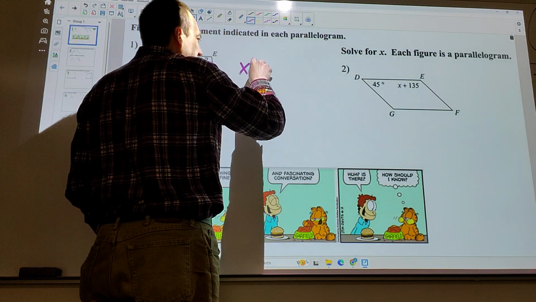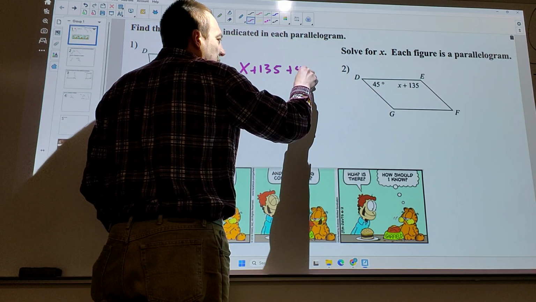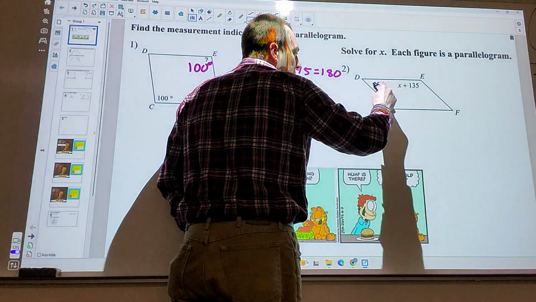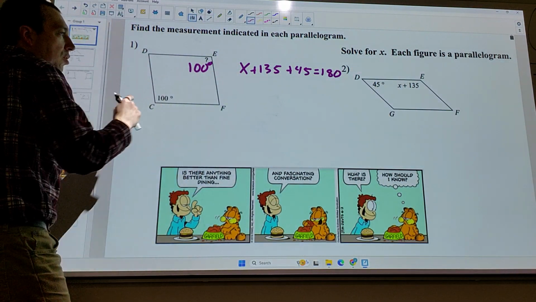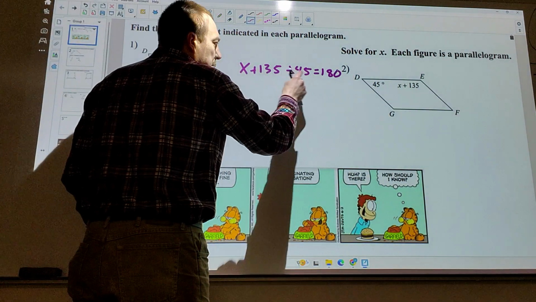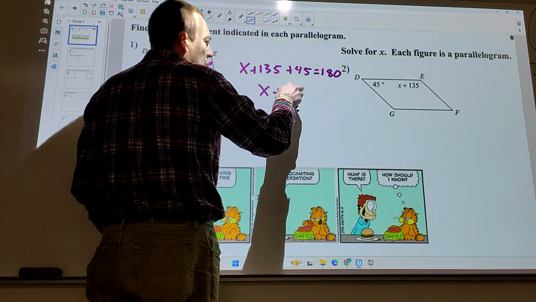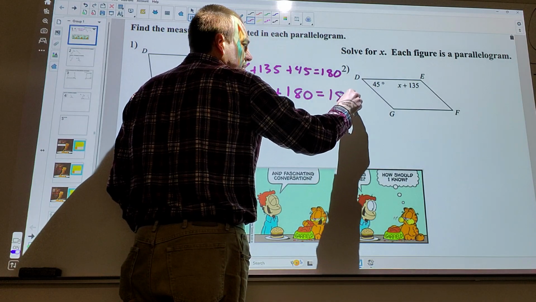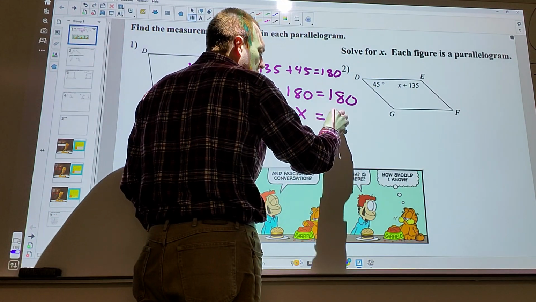So it should be x plus 135 plus 45 equals 180. These two angles add up to 180. These two angles are equal for a parallelogram. Combine like terms. So x plus 180 equals 180. Subtract 180 and x equals 0.